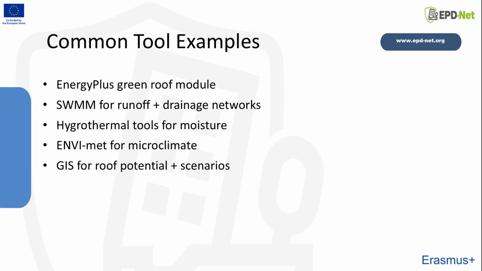Tool choice follows the question. For building energy impacts, EnergyPlus includes a vegetated roof module designed for energy balance modeling within a whole building simulation. For runoff and drainage network impacts, SWMM is widely used and can represent low-impact development controls that mimic green roof behavior. Hygrothermal tools support moisture transport questions when condensation risk or material durability is critical.